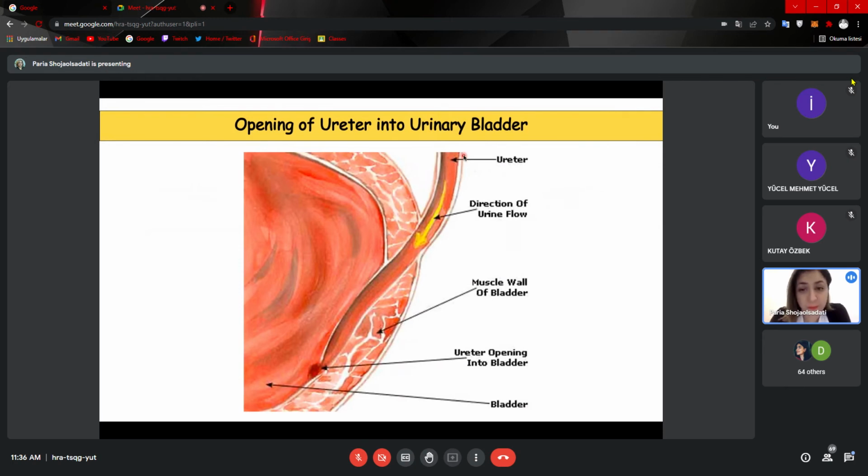You can see the direction of the flow of urine. It comes from above and goes inside the bladder. And you can see only one, a unique direction of flow inside the ureter in the normal condition.